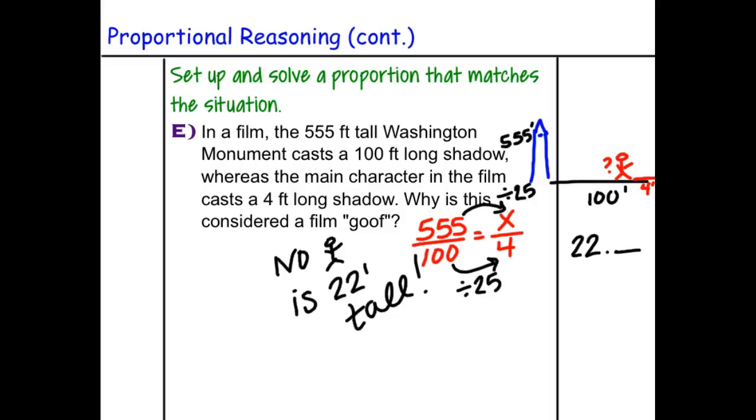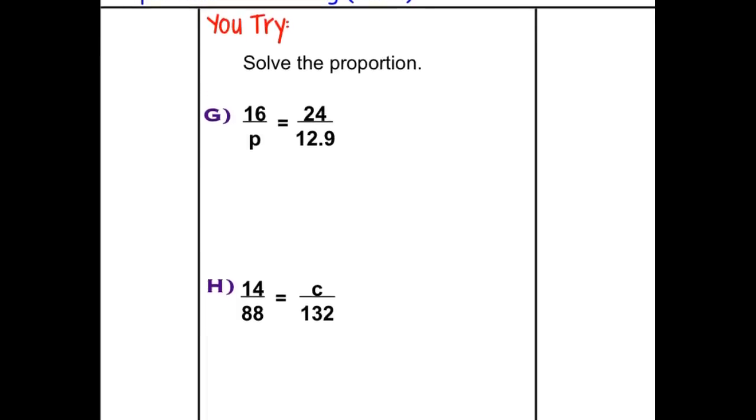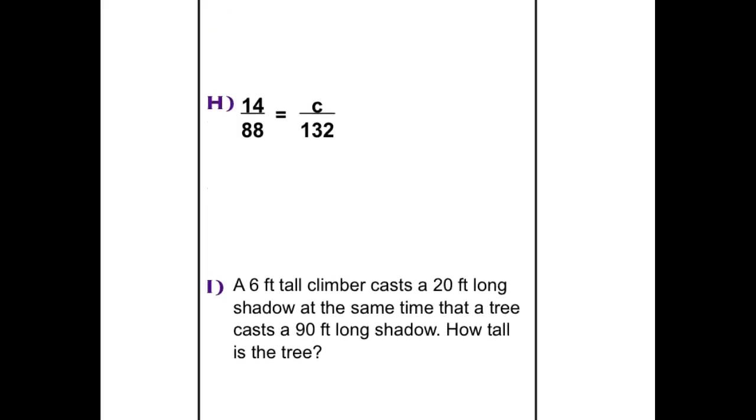So what I have for you now is some practice. You got these two proportions that I want you to solve. And then I've got this shadow problem with a 6-foot tall climber casting a 20-foot shadow, with a tree casting a 90-foot shadow. I want to know how tall that tree is. So set up your proportion and solve it. And as always, bring your questions with you to class tomorrow.